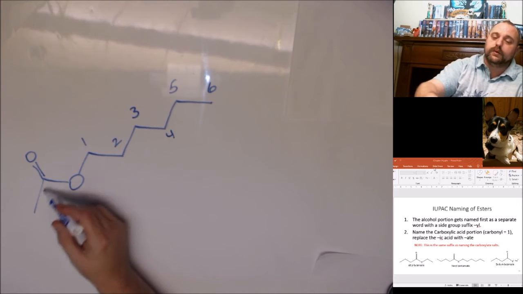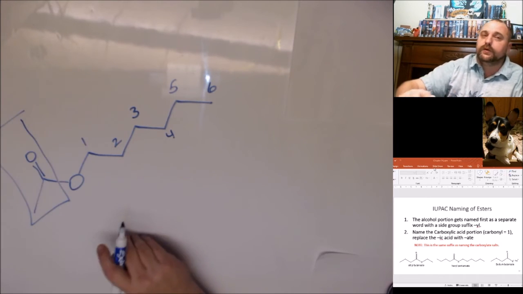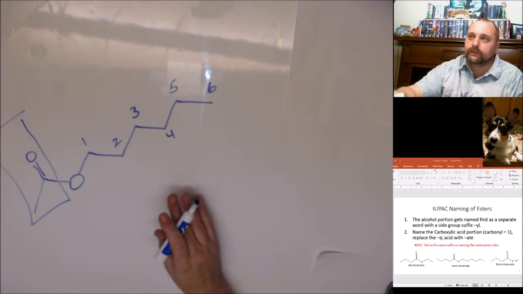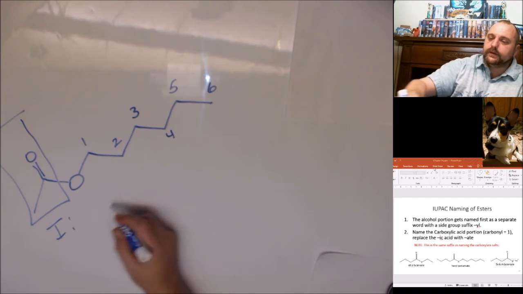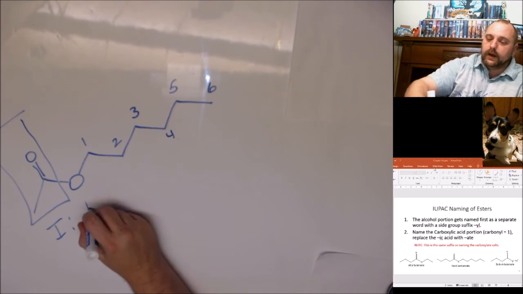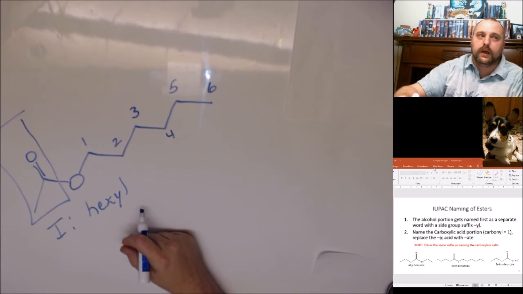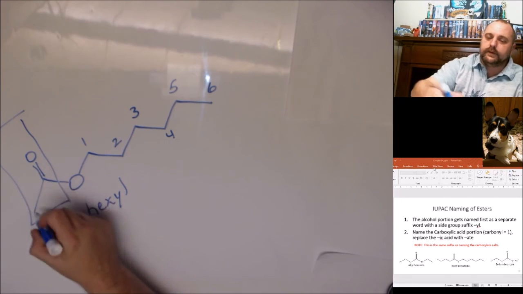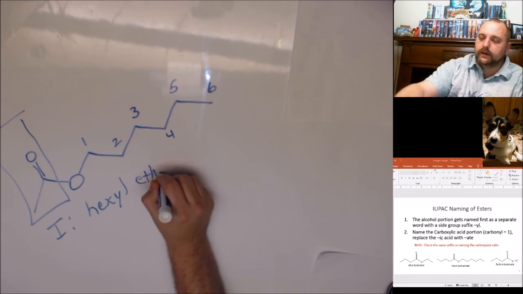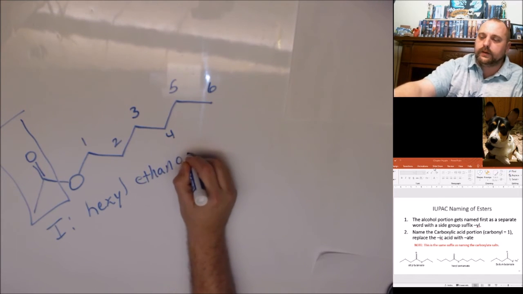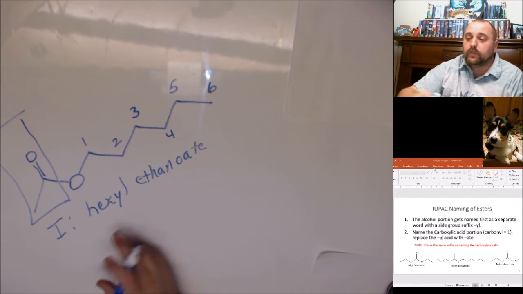The parent group comes from the alcohol, not from the acid. So there's two halves to each of these esters. You've got to treat them separately. And so the IUPAC name for this then will be hexyl for that side group. Alright, and then I have this acid, and again it's ethanoate.